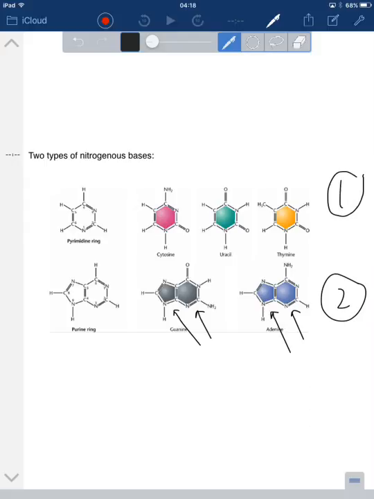So when they base pair, complementary base pairing being the key term, a 2-ring structure goes with a 1. And so cytosine will bond with guanine and thymine will bond with adenine. You'll see here that uracil is left out, and the reason for that, hopefully you know, is that uracil replaces thymine in RNA.